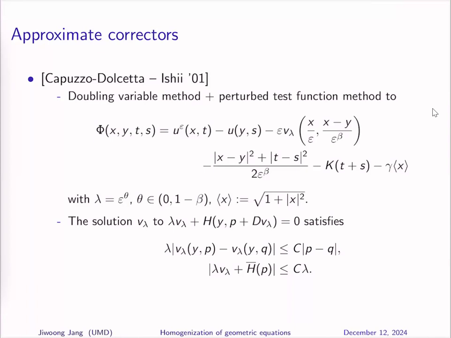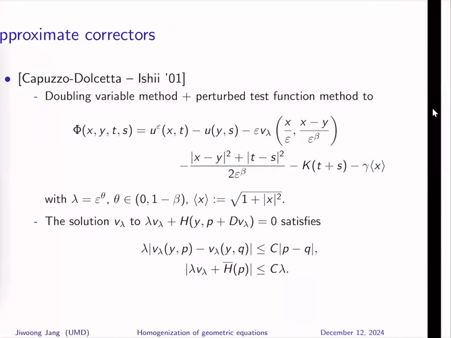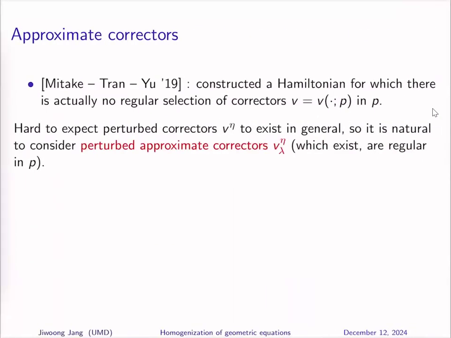So considering approximate characters has this advantage, and what if we consider just the characters? It's hard to expect that, because there is actually an example of a Hamiltonian where we don't have any regular selection of characters as the direction changes. There is not even a continuous selection of the characters. And for us, the situation is similar because it is hard to expect the perturbed characters to exist for our geometric equations.